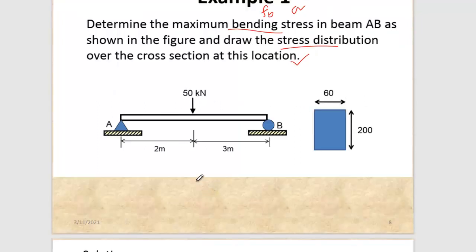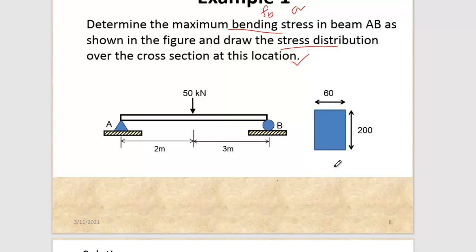Okay, so usually where you have the loading point, if they do not mention at which location of the beam you need to find the moment and draw the stress, you will consider the maximum moment stress point. So where will be the maximum moment? The location where the load is applied. So first of all, you need to draw the moment diagram. From the moment diagram we can find the moment.